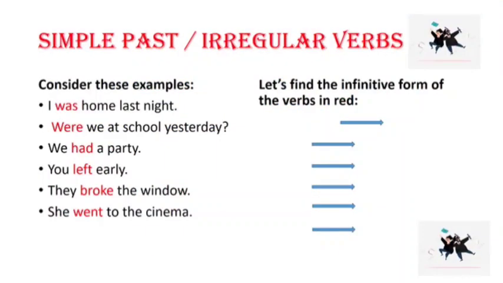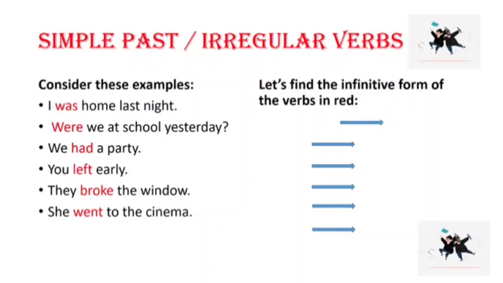So, do you remember the simple past, irregular verbs? So let's have some examples, and next you're going to give me the verbs that you see in the sentences. Let's see the verbs. So first sentence, I was home last night. Second, were you at school yesterday? Third, we had a party. Fourth, you left early. Fifth, they broke the window. Last one, she went to the cinema.